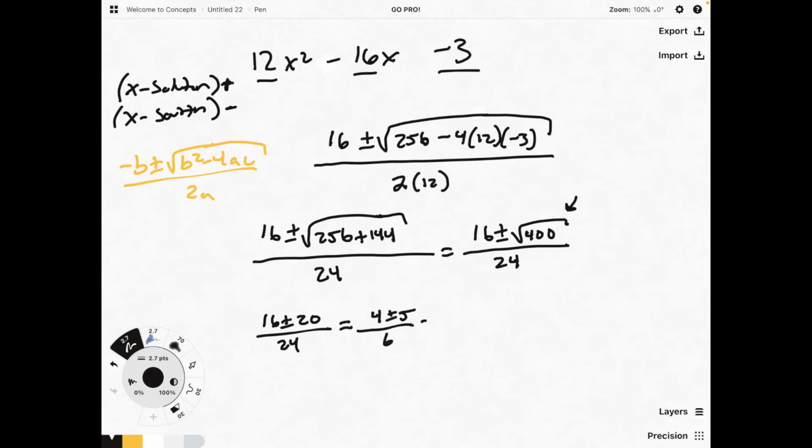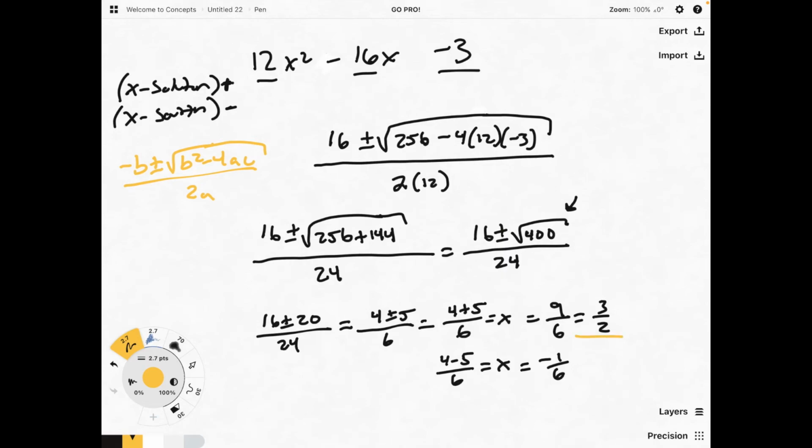Now, we can write this as 4 plus 5 divided by 6 equals x. And we also have 4 minus 5 divided by 6 equals x. Solving for this, we get 9 over 6, and we get negative 1 over 6. This can be reduced to 3 over 2. And these are our two solutions. We have 3 over 2, and we have negative 1/6. However, the question asks us to find the factors.